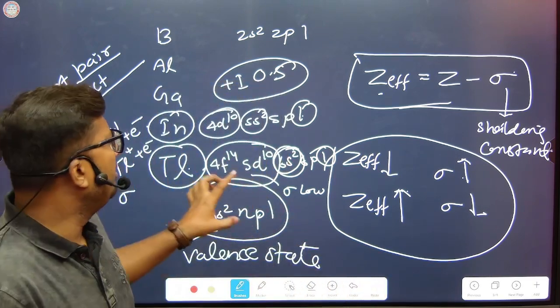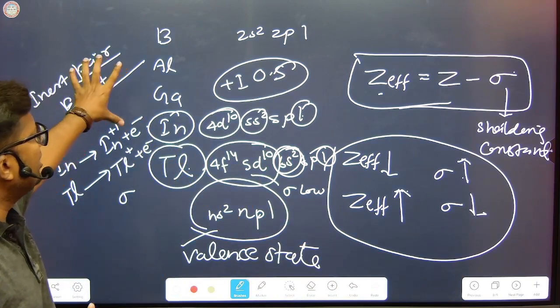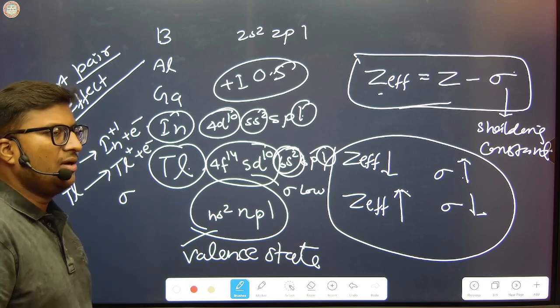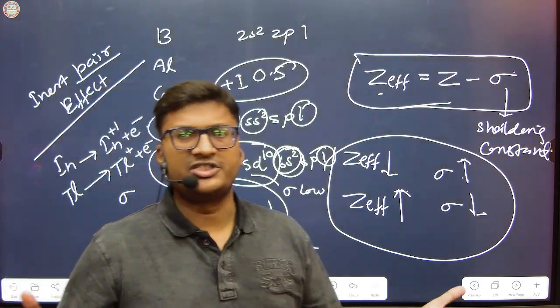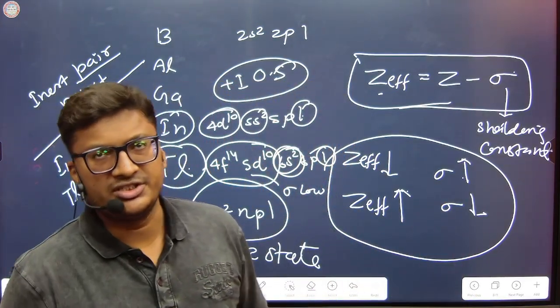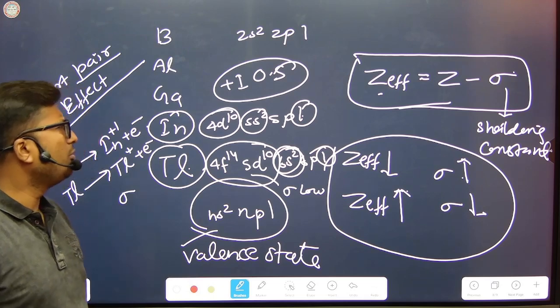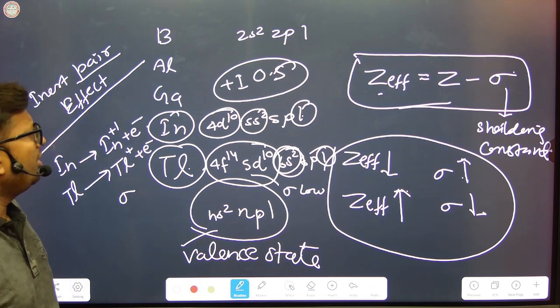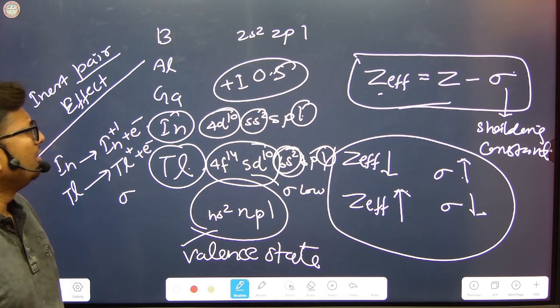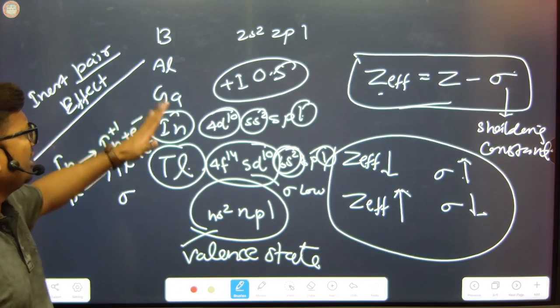But boron onwards, that is aluminum and gallium, have the very good oxidation number, that is the +3 oxidation state, but the rest of these two elements have the +1 oxidation state. So the oxidation state is not common for all these elements.